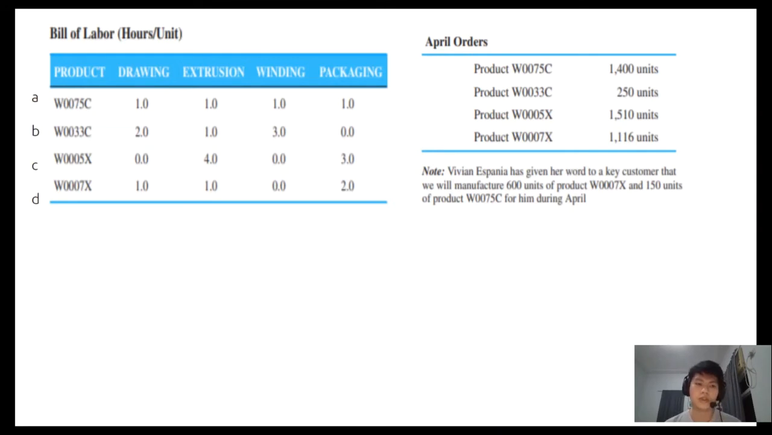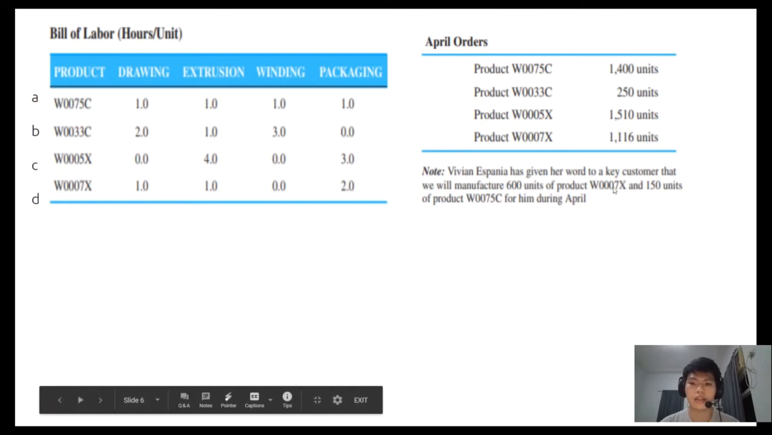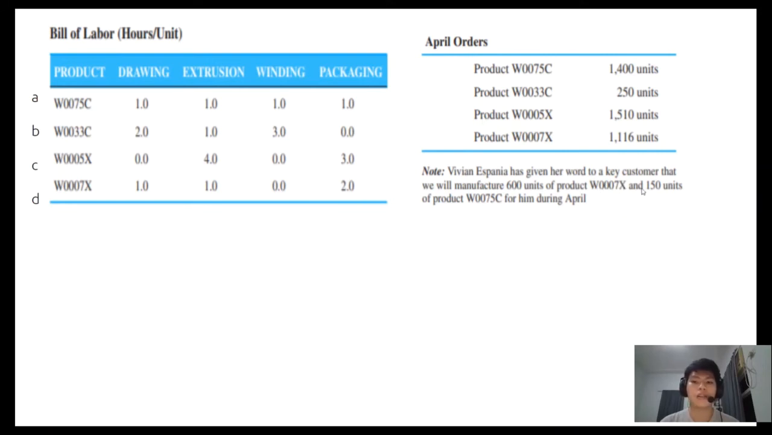Next, we go back to our bill of labor table and the April orders. So we have to take note that there was a note in the April order. There is a key customer that we will manufacture 600 units for product D. That's the 7X, and 150 units of product A. That's the 75C. So that's for April.